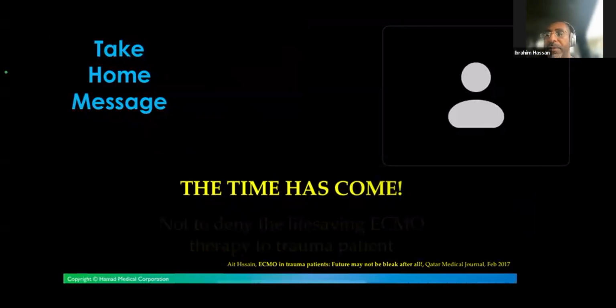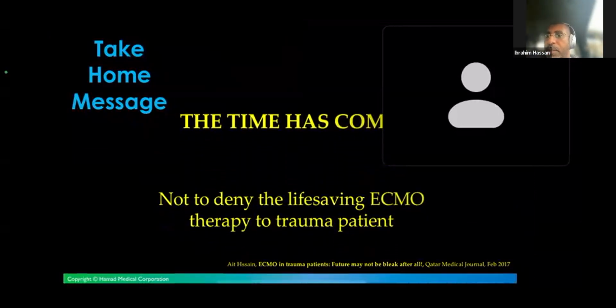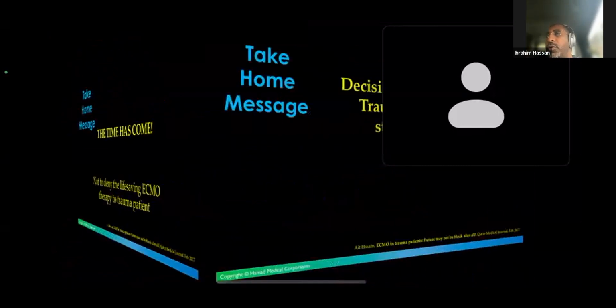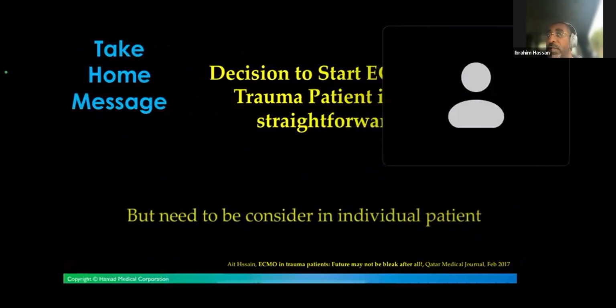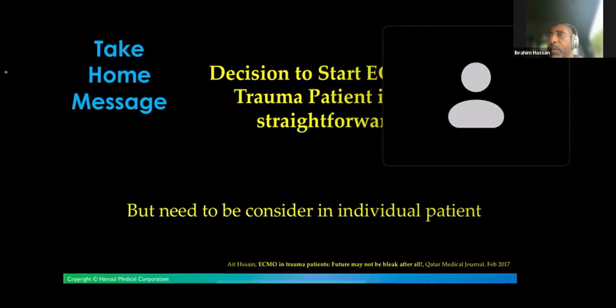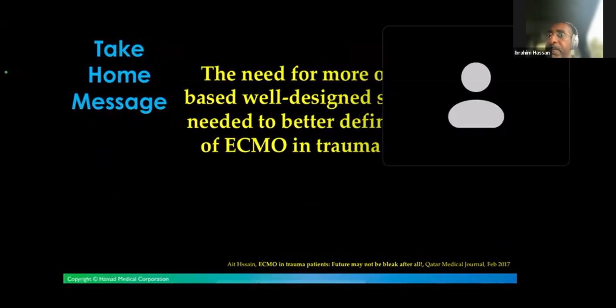So just take, I think, the take-home message. I think time has come. We should not deny life-saving ECMO therapy to trauma patients. This is before or after my paper. I think this is my belief, and we should not really deny that. However, we need to select our patients carefully because the decision to start is not easy. We need to consider individual variation.